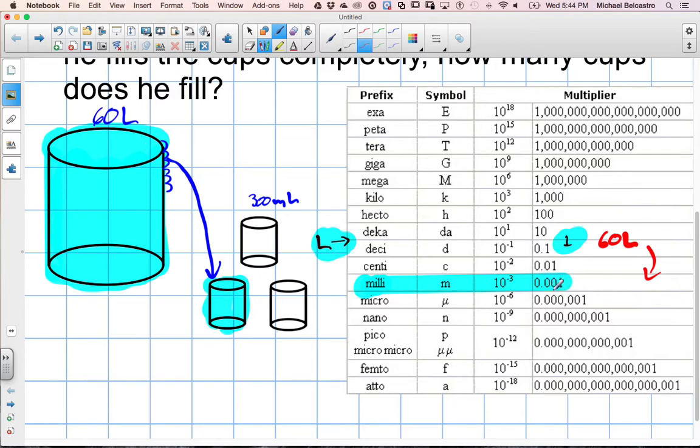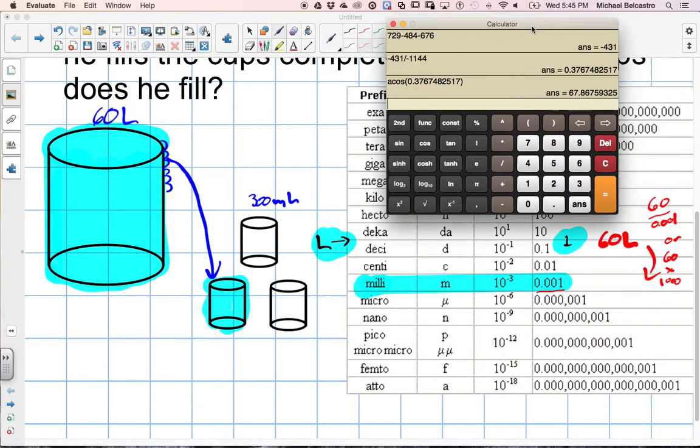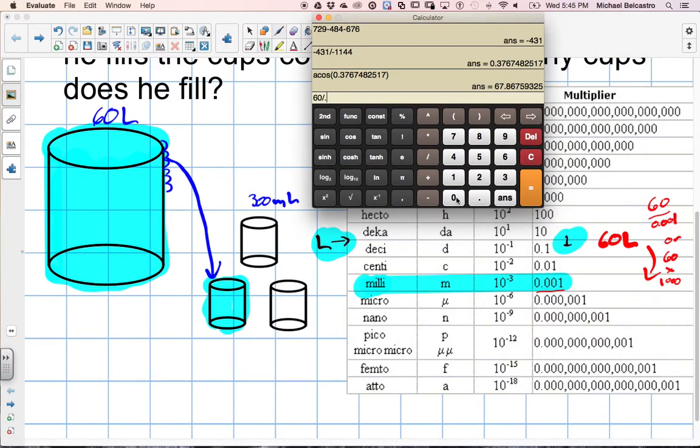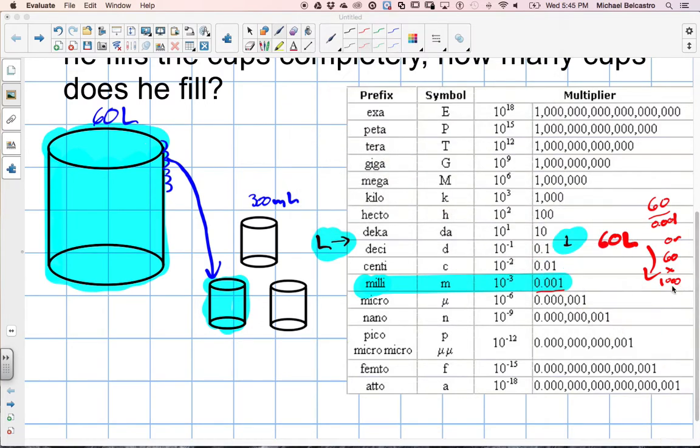Now, there's two operations we can use. You see this number here, 0.001. We can take 60 and divide it by 0.001, or I can take 60 and multiply it by 1,000. And I'm going to show you how they both give you the same answer. It's kind of odd that you can divide or multiply and still get the same answer. So 60 divided by 0.001 is 60,000. Or 60 times 1,000 gives us 60,000. The main reason these are the same is because this is the thousandths place of the decimal, which is the same as multiplying by 1,000. So it doesn't really matter.